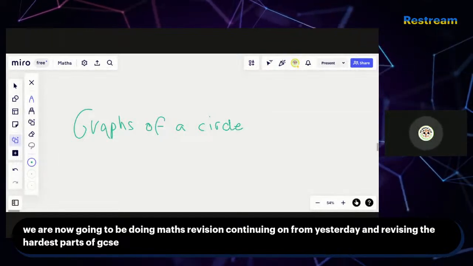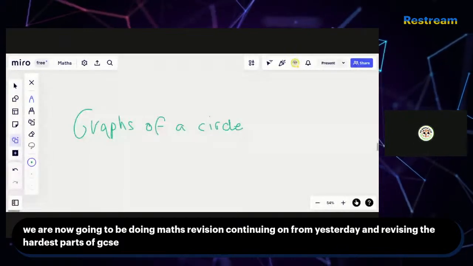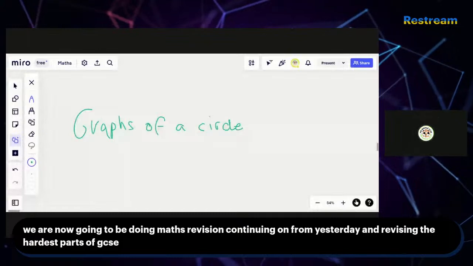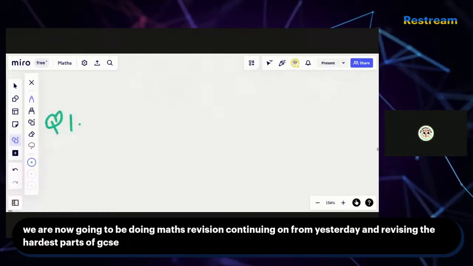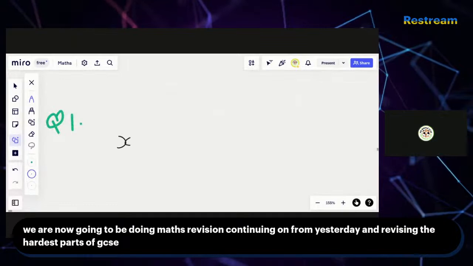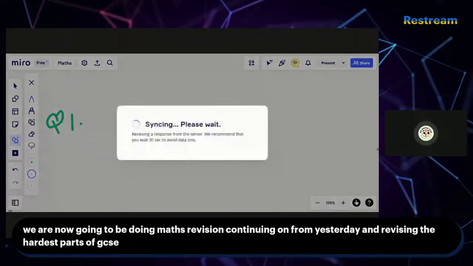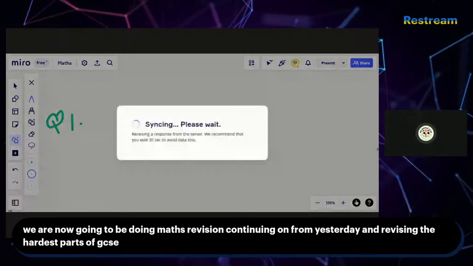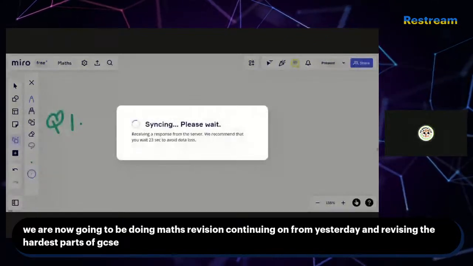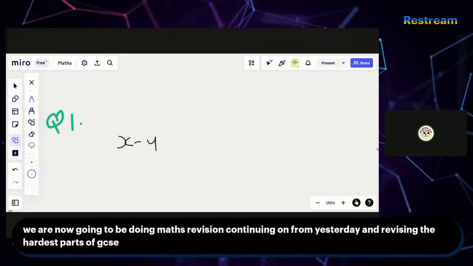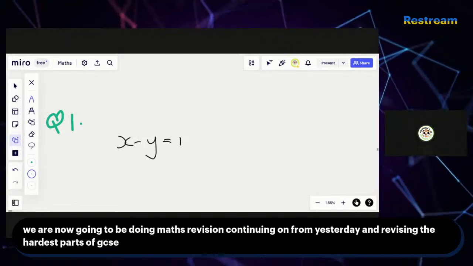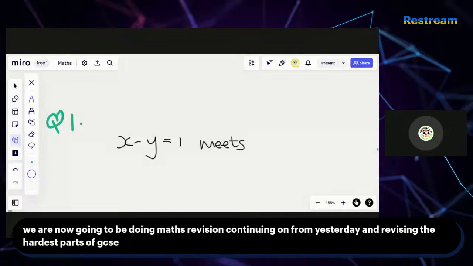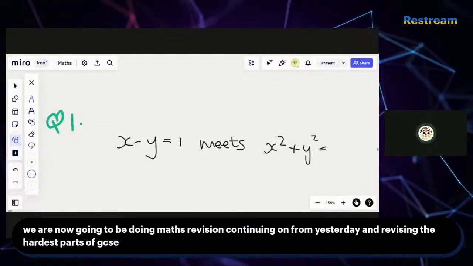Now, let's look at one example. The first question is, find where the line x minus y is equal to 1 meets with the equation x squared plus y squared is equal to 13.